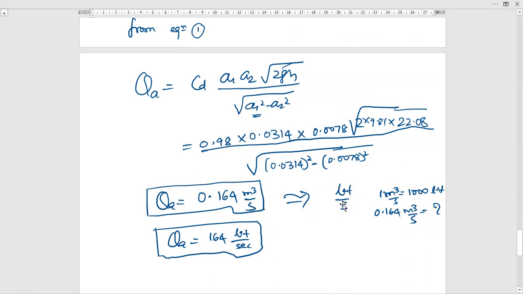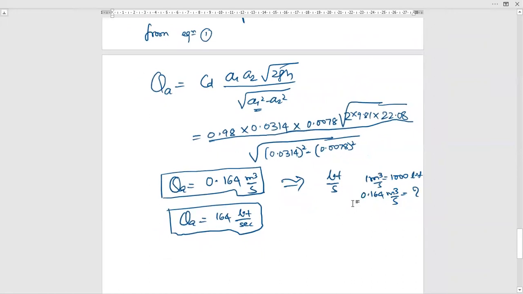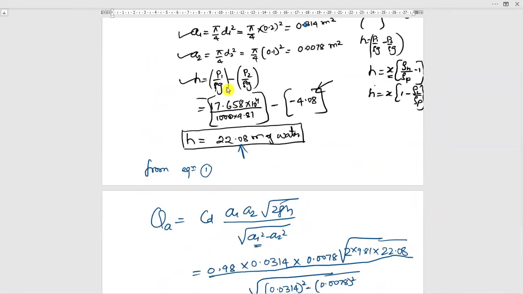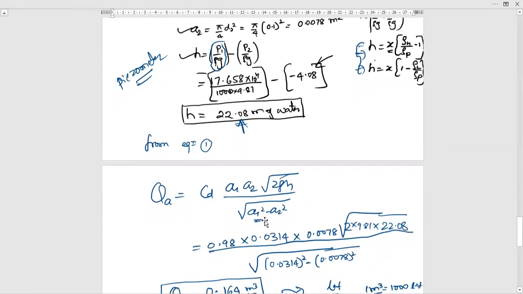So in the next video lecture, we will come with one more numerical. That numerical is based on calculating H using a differential manometer. Here the H is calculated based on piezometers. A piezometer will give a value of P1 by rho g and P2 by rho g directly, or they may be using some pressure gauges also. So for that reason, we got 22.08 without using either of these two formulas. In the next numerical, we'll solve with the manometer fluid using any one of these formulas. I will calculate H and substitute it in the discharge equation.